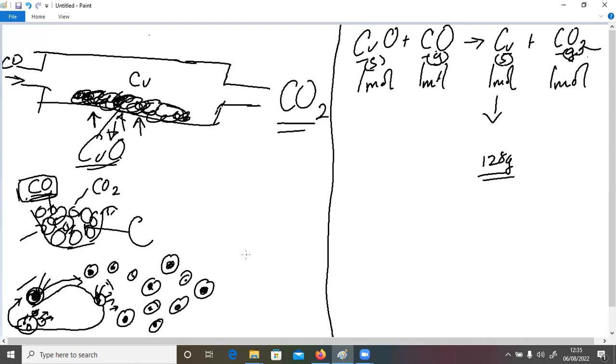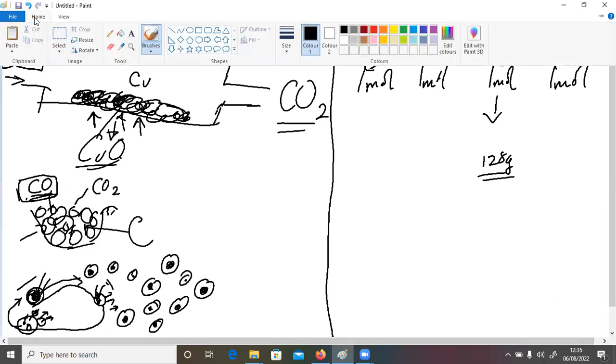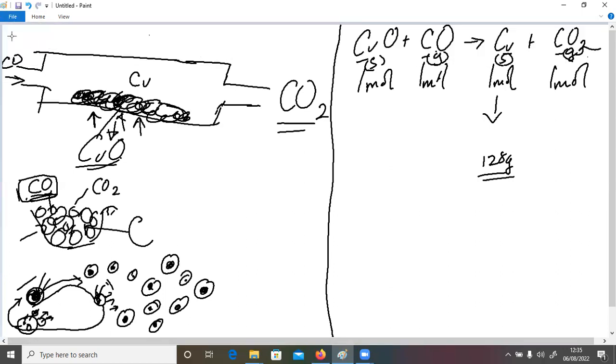How much copper oxide did I start with? So I know that I produced 128 grams. The left hand side is not important. We have understood what was happening, and I have the working area.